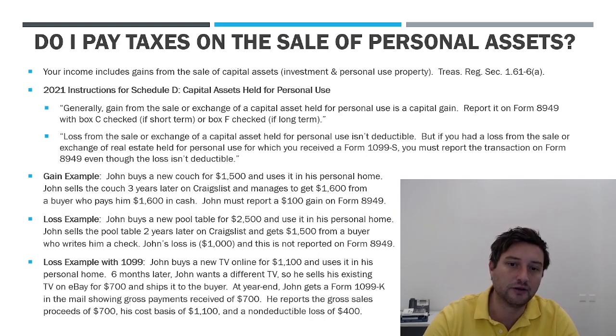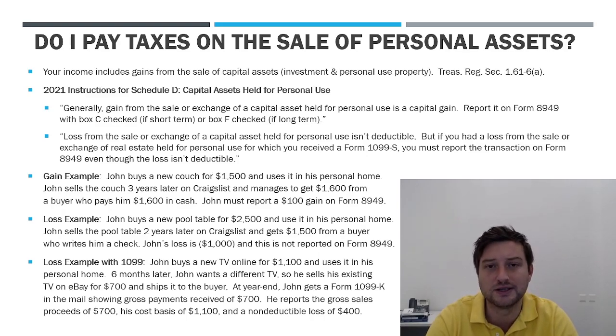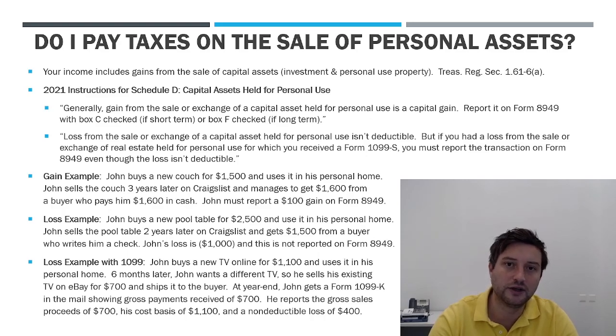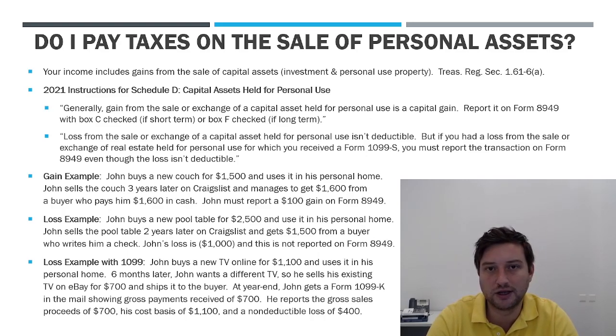asset for. Now, it further says that losses from the sale or exchange of capital assets held for personal use are not deductible. Okay? But if you have a loss from the sale or exchange of real estate held for personal use, so this is your principal residence, let's say, and you get a 1099-S, you've got to report that on the 8949, even though the loss is not deductible. And it's this key point here, which is why the reporting mechanism that I've covered in my other videos, and I'll put a link to that below, which is why if you get a 1099-K for a personal use item, you should probably be reporting it on your 8949, showing the loss, but then showing it as not deductible.